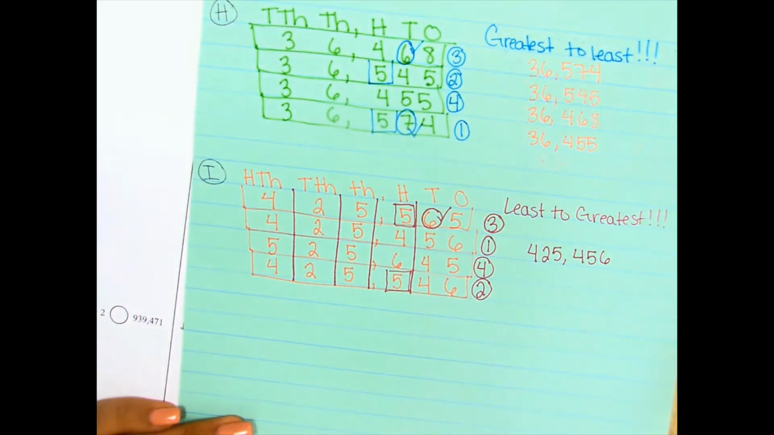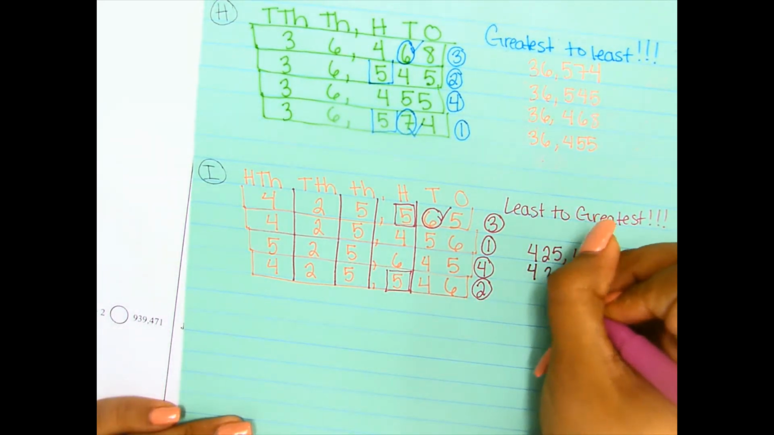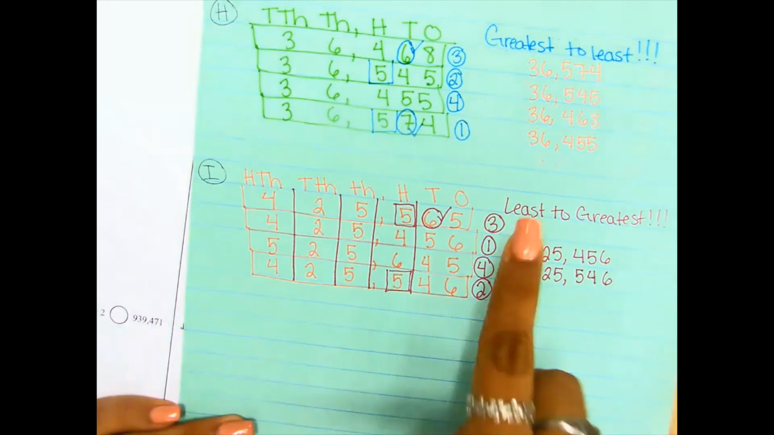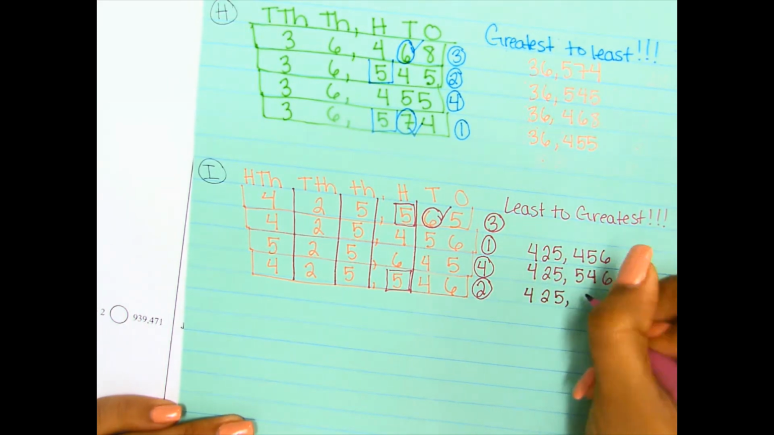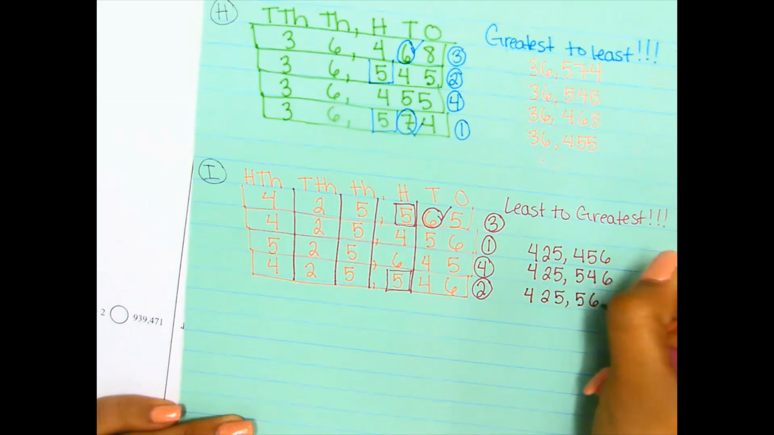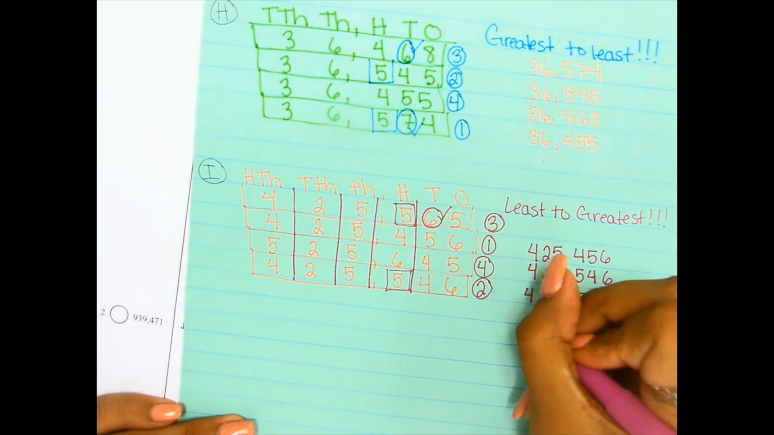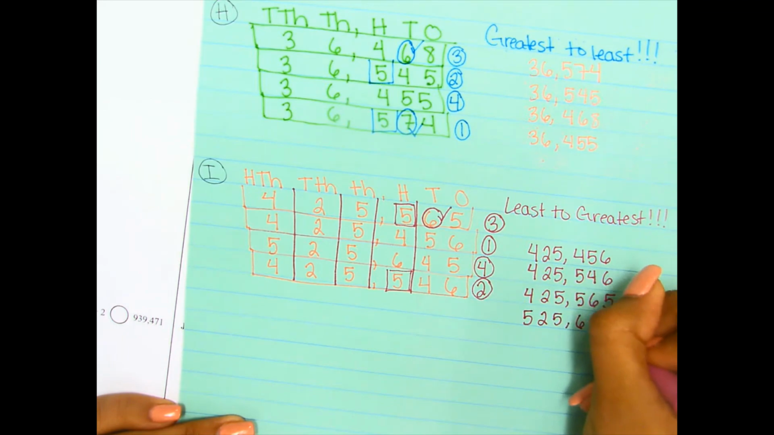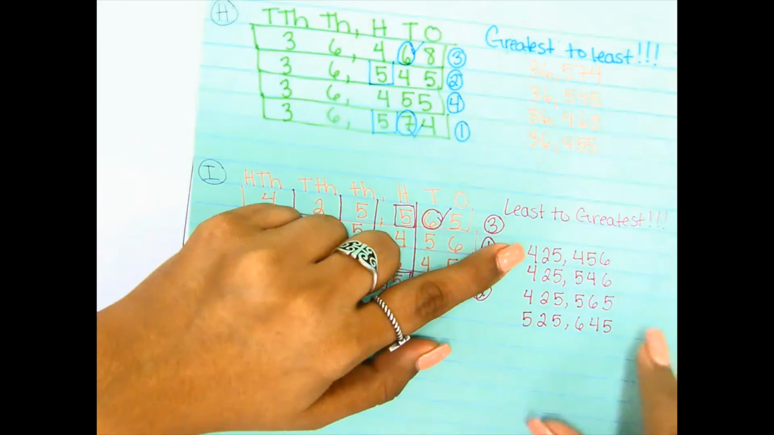425,456. Next, I go to my second place, which is 425,546. Now what's in third place? 425,565. Now, with our last place being the greatest, I have 525,645. This is from least to greatest, and we can verify that.